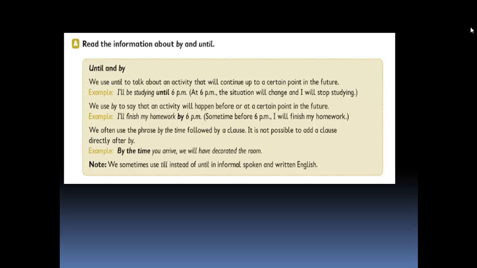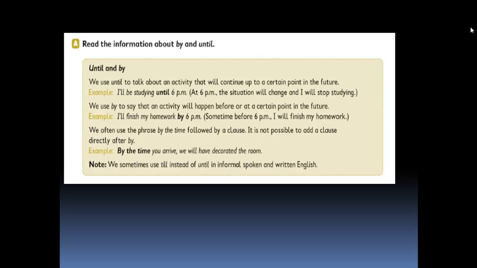Listen to me, my students. Until and by. We use until to talk about an activity that will continue up to a certain point in the future. For example, I will be studying until 6 p.m. So here the meaning is at 6 p.m. the situation will be changed and I will stop studying.